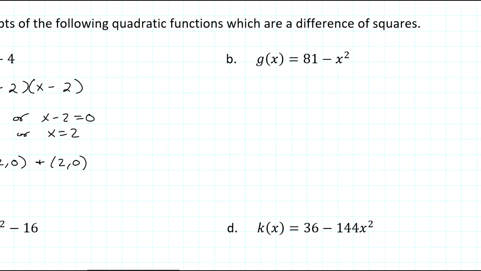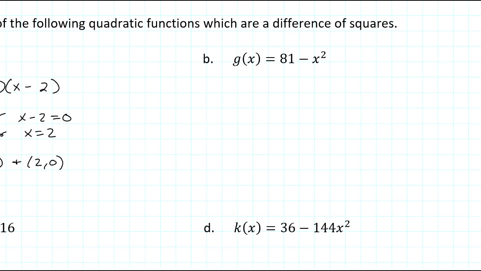Moving on to the next problem. For part B, we have g of x equals 81 minus x squared. If I set this to 0, I get 0 equals 81 minus x squared. Factoring, I want to say 0 equals two sets of parentheses. I see that this is a difference of squares. 81 has a square root of 9, so if I put a 9 in the first positions, put a plus and a minus x in the second positions, then this should FOIL out to be 81 minus x squared.